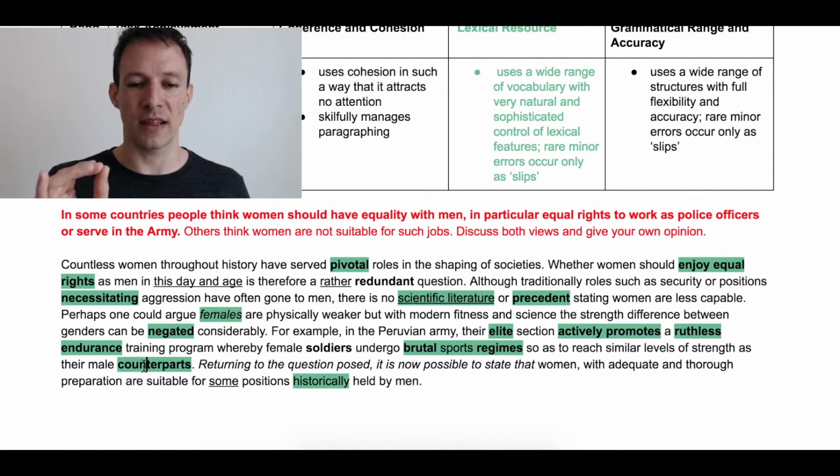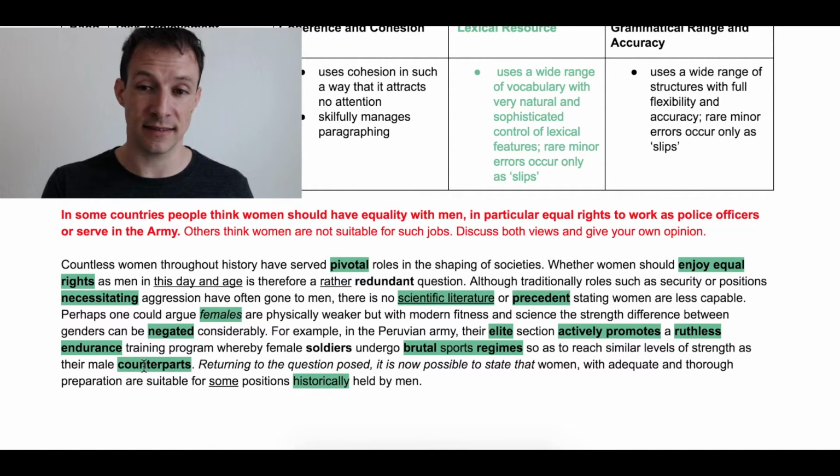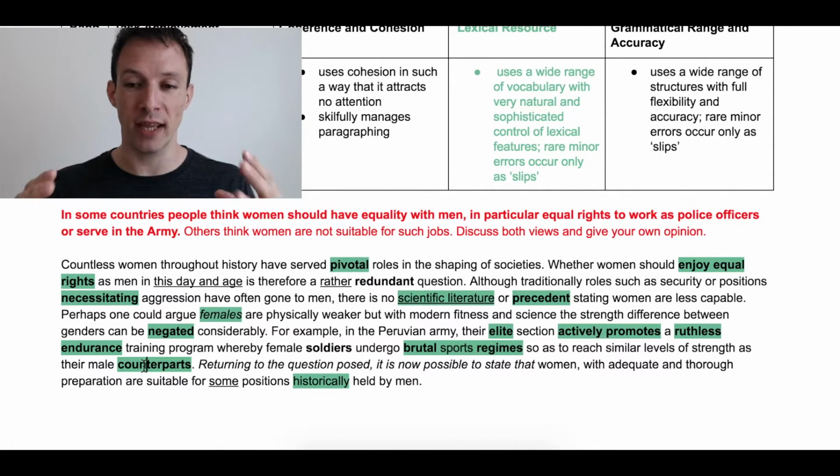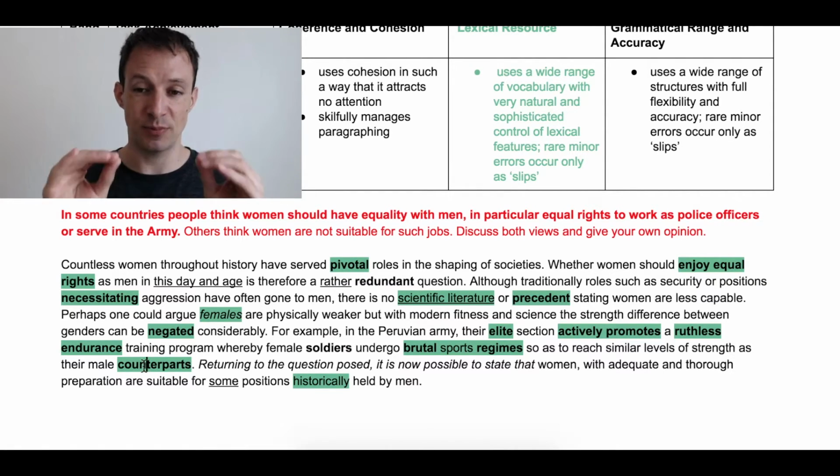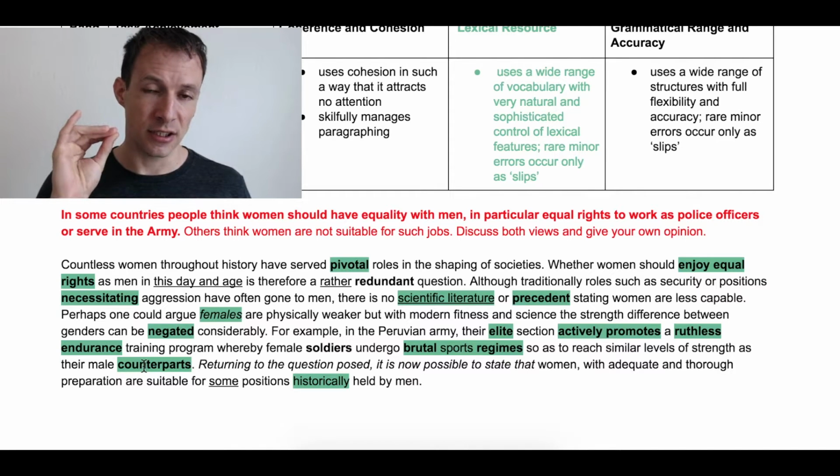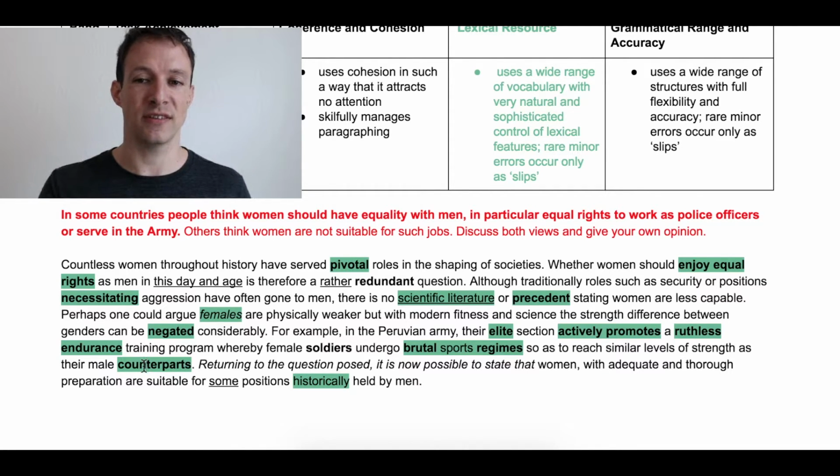So all the green highlighted parts are instances of Band 9 vocabulary, and especially topic-specific vocabulary, or better said, sophisticated and accurately used vocabulary. So there's an extensive lexical resource there.